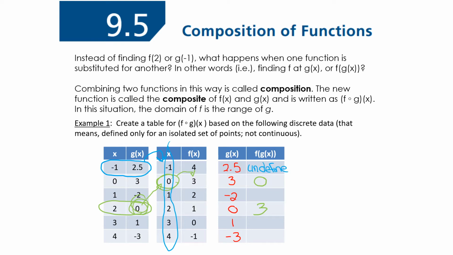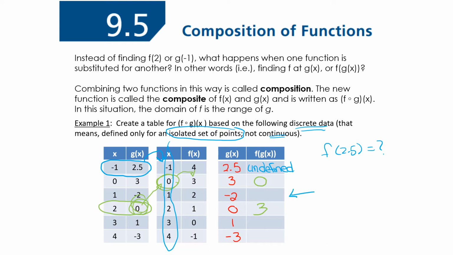And if you look at the question here, it says we've got discrete data. And discrete data means we only have some values to work with. I'm not given an equation. I can't go ahead and find out. I can't find f at 2.5 by subbing it into anything. All I have is to look at some tables, and I don't have that. So 2.5 is undefined.